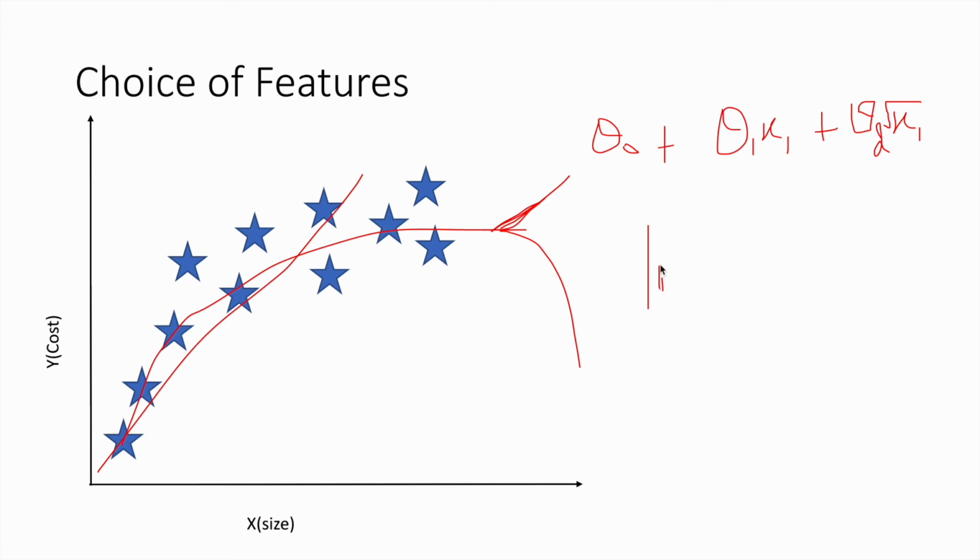So if x1 equals 1000, its root will be about 32, approximately 32. So now what we can do is divide root x1 by 32 for feature scaling, and x1 by 1000. So that will solve our problem. I hope all of you understood it better.